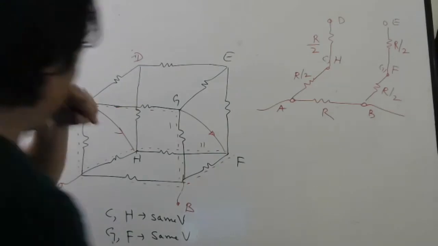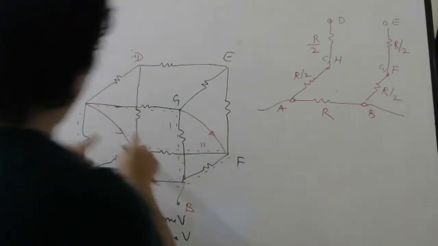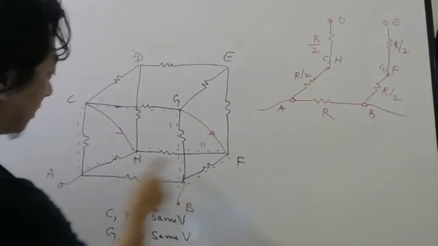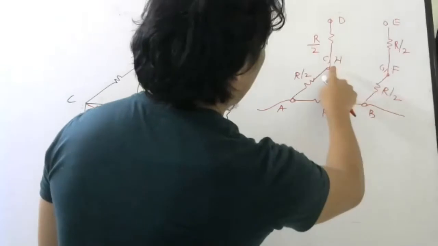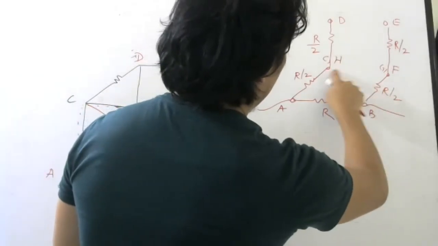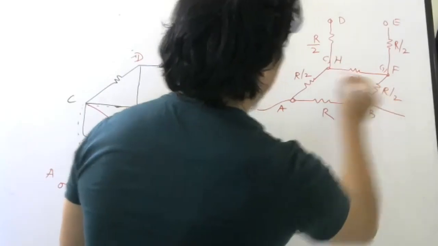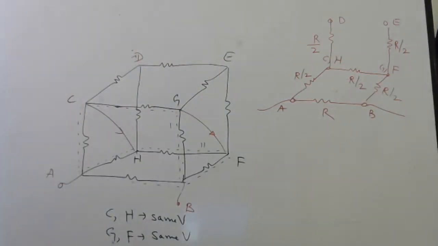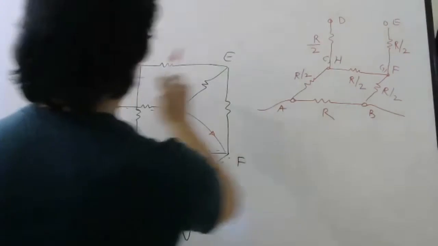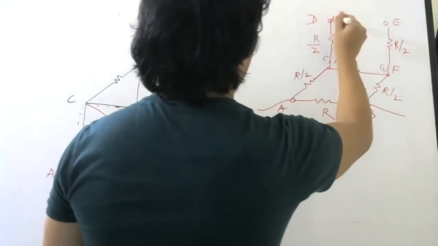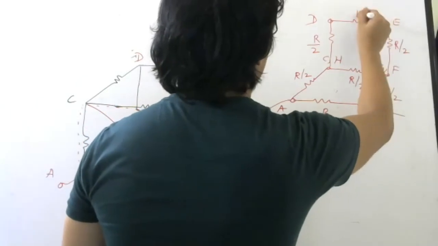Fine. Then what is left? Then where is this one? This is between C and G. So C and G. Where is this one? Between H and F. H and F. So two resistors here, R and R. That will become R by 2. Then what is left? This one between D and E. Between D and E, it will be only R.